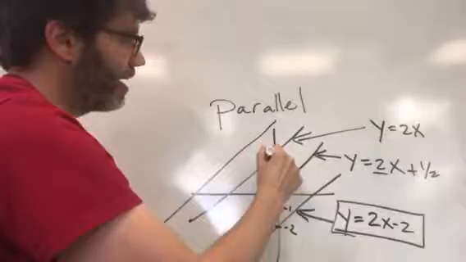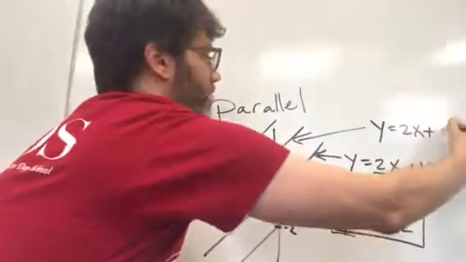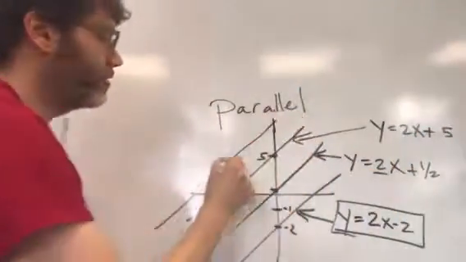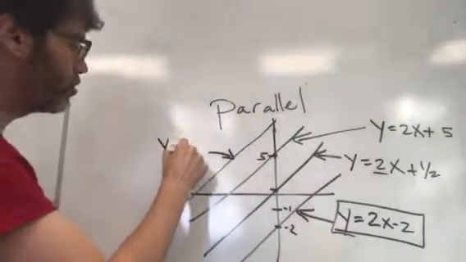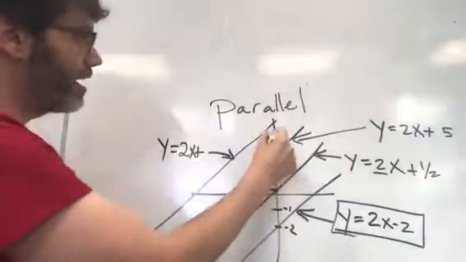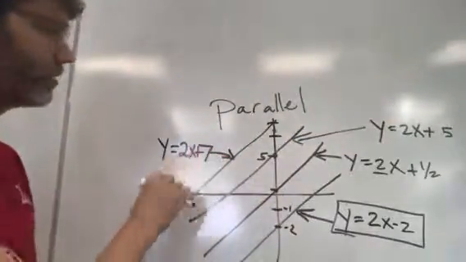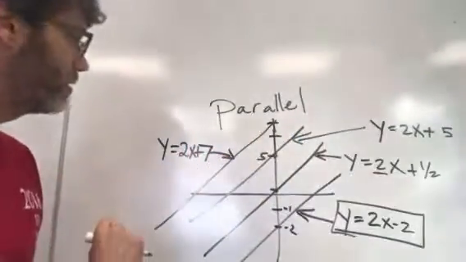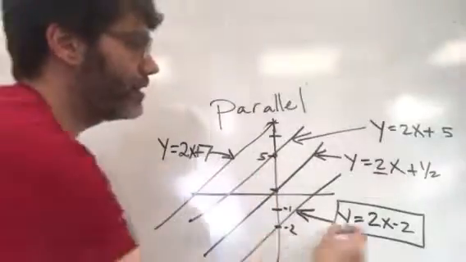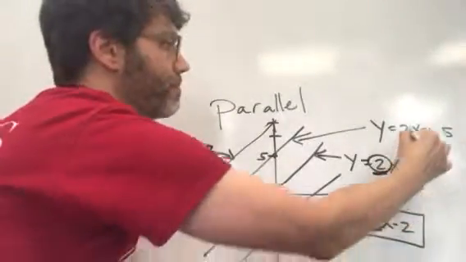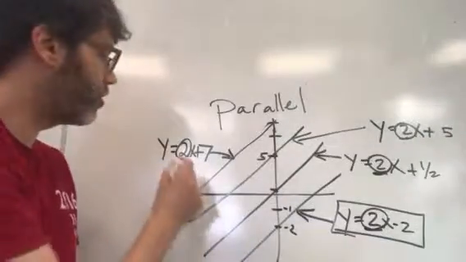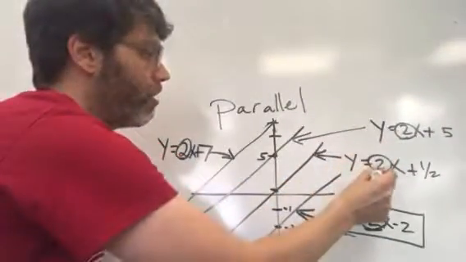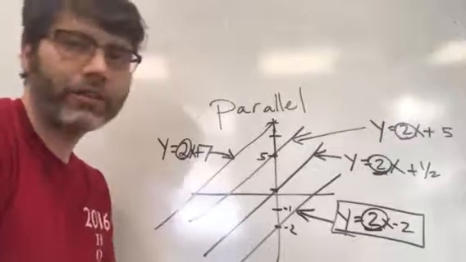Let's say up here is 5. So it would be plus 5. And then up here, this also has a slope of 2. So it's y equals 2x plus, let's say, 5, 6, 7. So y equals 2x plus 7. So do you see that all of these lines, the m is the same for all of them? Okay? So because the m is the same for all of them, they are parallel lines.